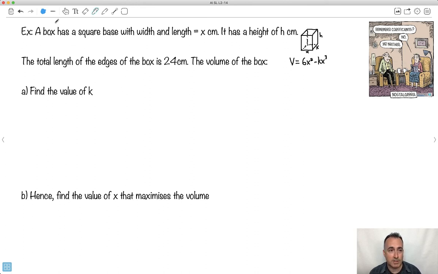Well, I think it helps to just write down what the volume is. Maybe let's start with that. What's the volume of something? Isn't it the length times the width times the height? Hopefully you agree with me. That's what it is: length times width times height.